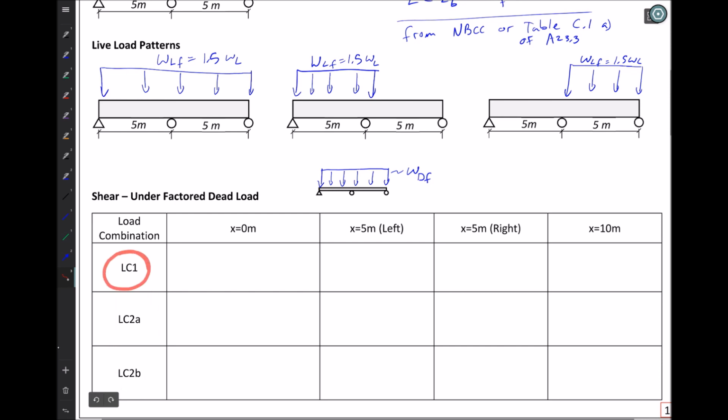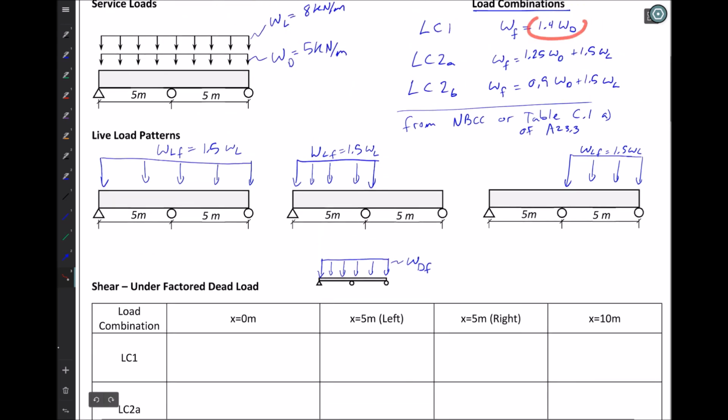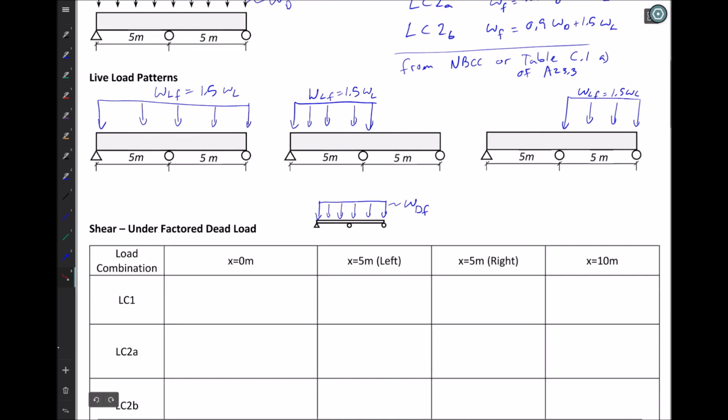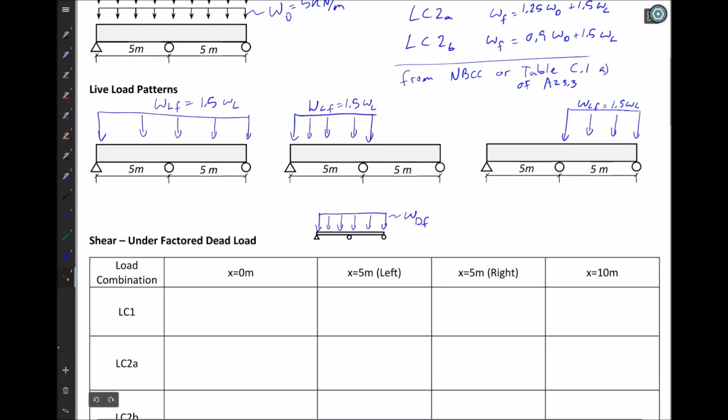That's what's going to be happening here in a little table I've built. First, we're going to go through load combination 1 and determine the magnitudes of shear at x equal to 0, x equal to 5 meters to the left of that roller, x equal to 5 meters to the right of the roller, and right at the end of the beam at x equals 10 meters. From that, we'll have enough information on the magnitudes of the shear from the factored dead load for the 1.4. Then we're going to use a principle of scaling. If we find the dead load shear for 1.4 times dead load, and now we want the magnitude of shear for 1.25 times dead load, we can simply scale this one down by the ratio of 1.25 over 1.4.